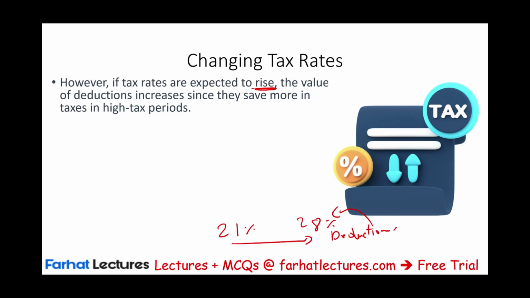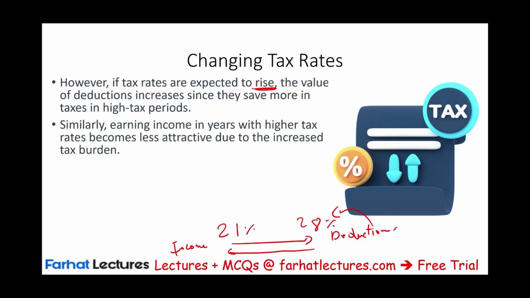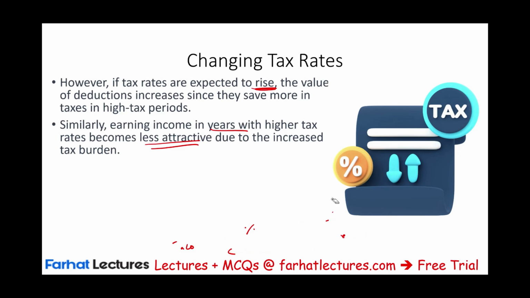And the opposite is true. If you know the tax rate in the future will be 28%, you want to take your taxable income now. It's the opposite. So you have to be very careful whether you are dealing with an income or a deduction situation. Earning income in years with high tax rate becomes less effective due to the increased tax burden. Now we're going to add to those the time value factor, but this is generally speaking, assuming there's no time value factor, which is the discount rate.